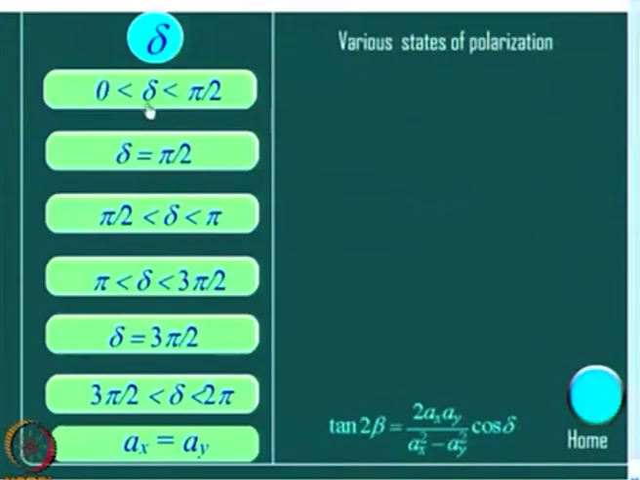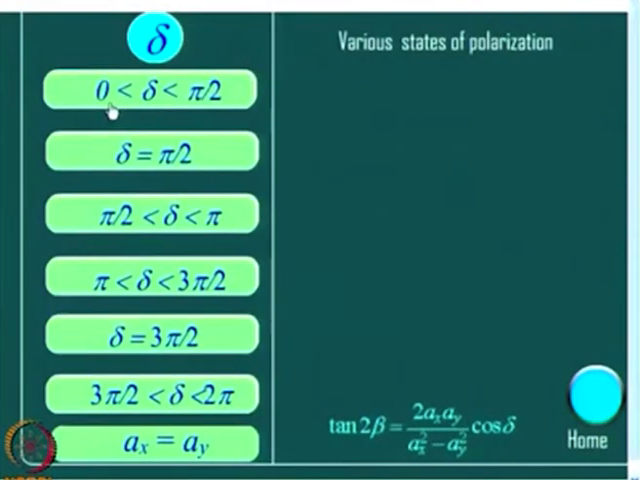We have already seen, when delta equal to 0, what happens? When I have delta equal to 0, I have two vibrations and they will give you plane polarized light. Where does the ellipse come? Ellipse does not come there. When delta equal to pi by 2, then you had the equation of a simple ellipse whose axes coincide with the x and y direction. And what we are looking at here is, we want to find out, in the range 0 to pi by 2, when delta is not 0 nor pi by 2, it is within this range.